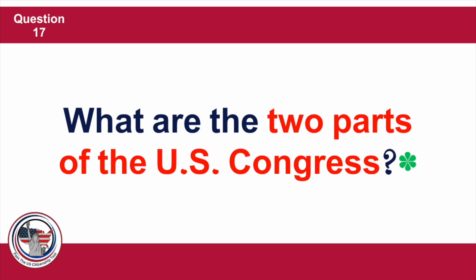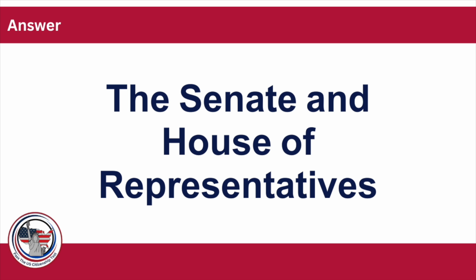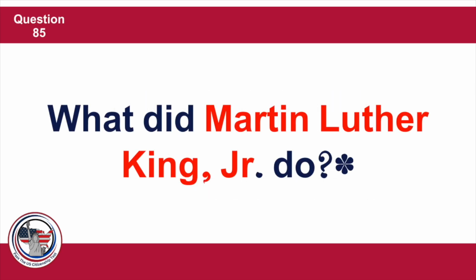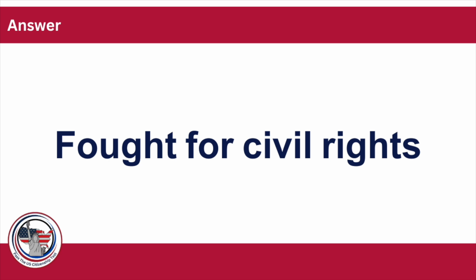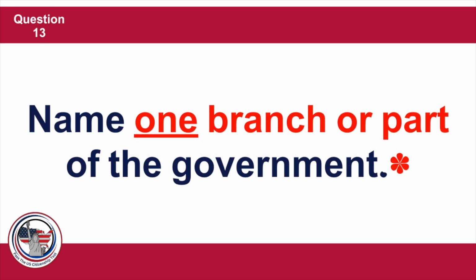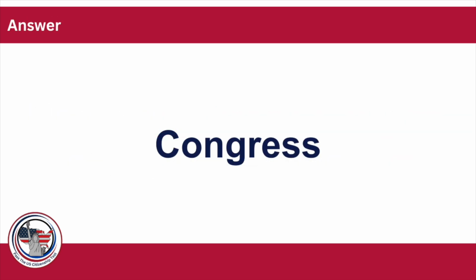What are the two parts of the U.S. Congress? The Senate and House of Representatives. What did Martin Luther King Jr. do? Fought for civil rights. Name one branch or part of the government. Congress.